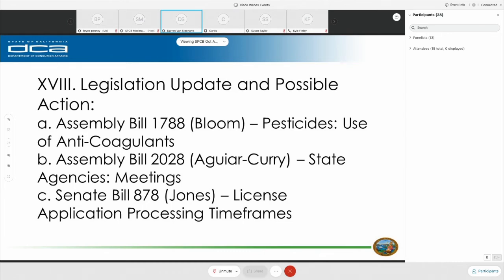The bill has been modified in the process, and really what the bill's modification has been was to put a moratorium on the use of second-generation anticoagulants outside of specific exemptions that are listed in the bill until DPR completes its reevaluation of those products. Correct.